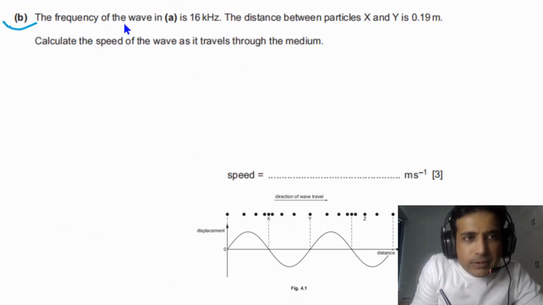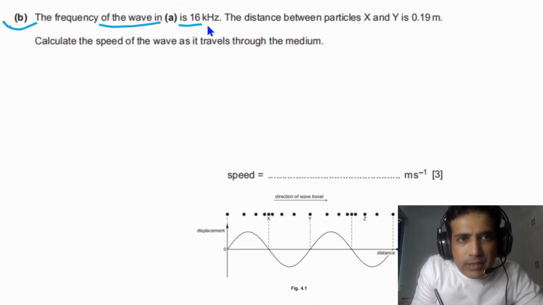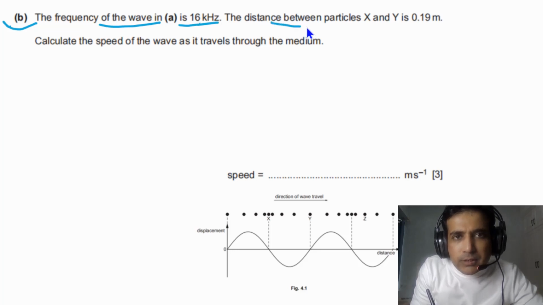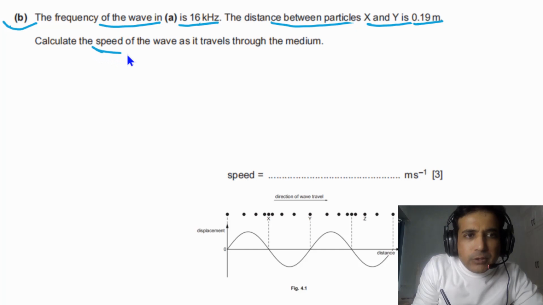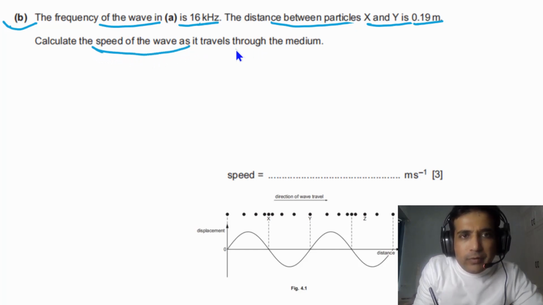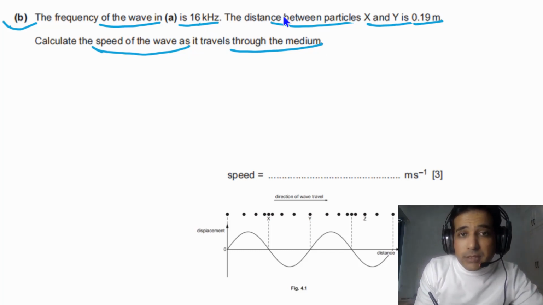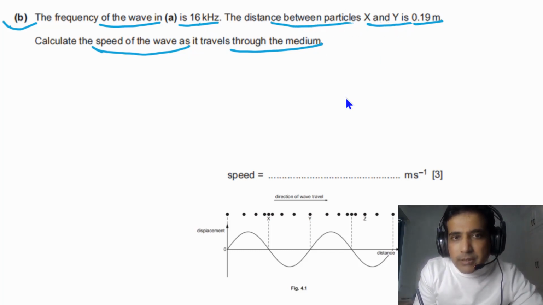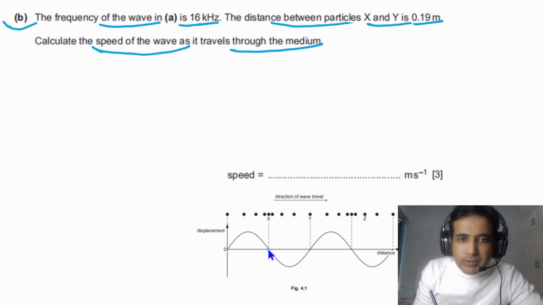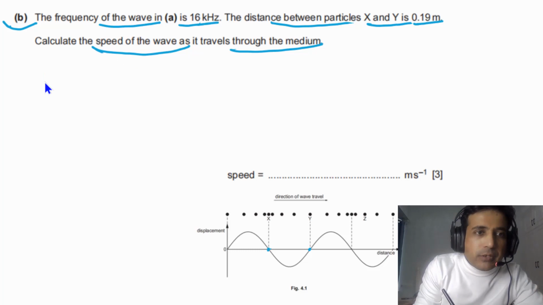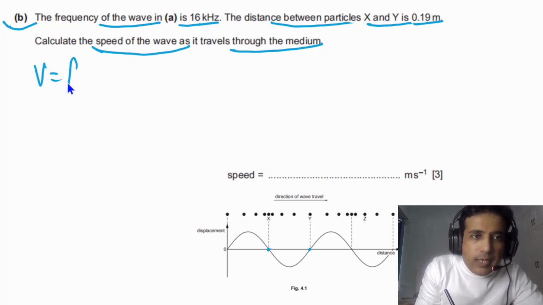For part B, it is given to us the frequency of the wave in A is 16 kilohertz. The distance between particles X and Y is 0.19 meters. And we need to calculate the speed of the wave as it travels through the medium. So we need to calculate speed. Frequency is given to us, and the distance between particle X and Y is given. So if we can calculate the value of lambda, we can calculate speed. Speed is simply equal to f times lambda. And frequency is given to us, that is equal to 16 kilohertz.